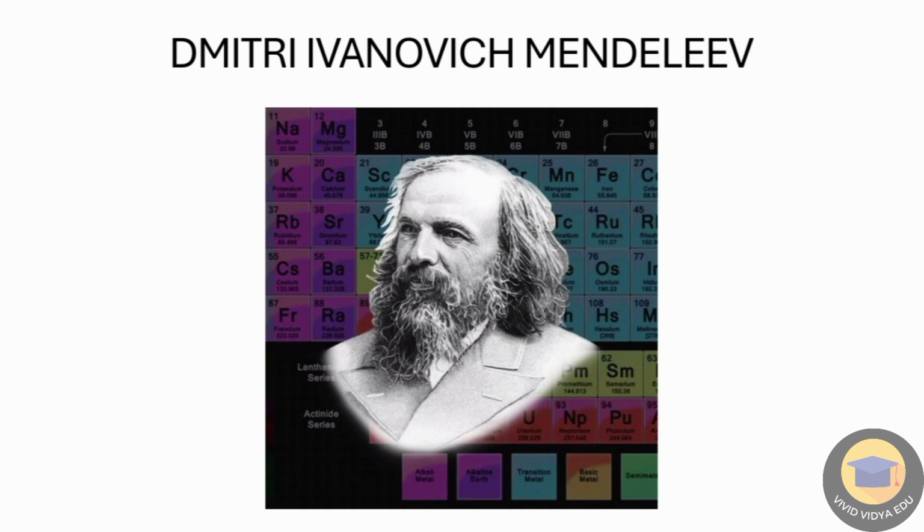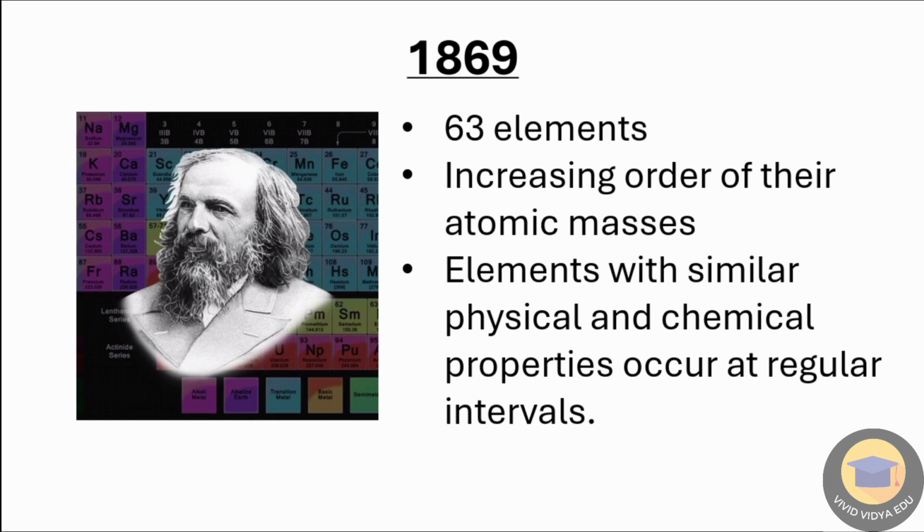Now, his periodic table was very different from the modern periodic table, and in this video, our focus will be how Mendeleev's periodic table differs from the modern periodic table. So it was in 1869, when only 63 elements were discovered, that Mendeleev went on to arrange these 63 elements in the increasing order of their atomic masses, and he found out that the elements with similar physical and chemical properties occur at regular intervals.